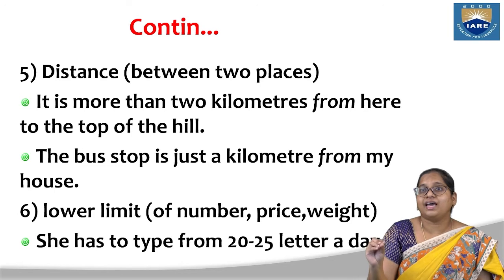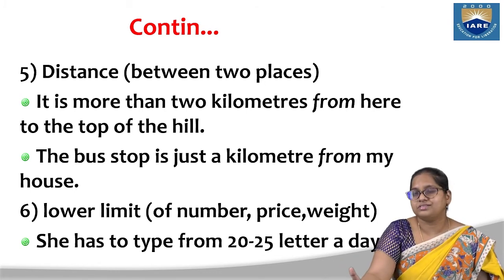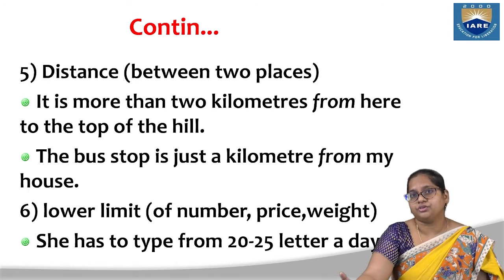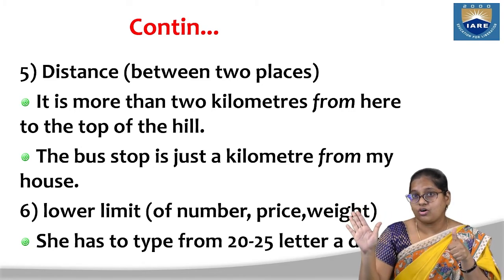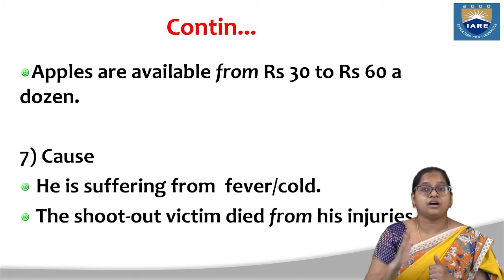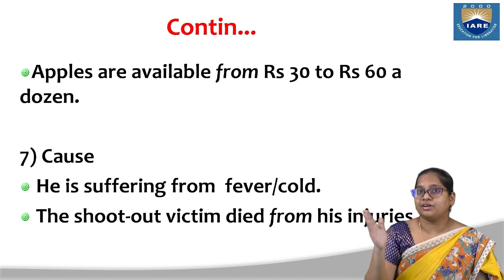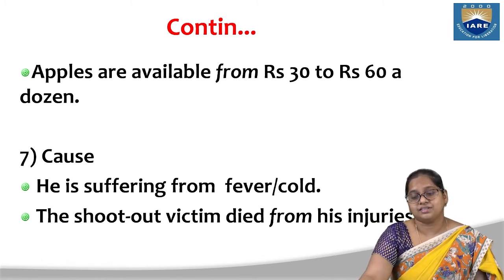Distance. It is more than 2 kilometers from here to the top of the hill. So when you refer to any distance, or talk about distance, that's where you can use this preposition from. Another context is when you are referring to number, price, or weight. So that is the sixth context. That means any particular number, like it is given here, apples are available from 30 to 60 rupees. So when you are referring to that, you can use it.